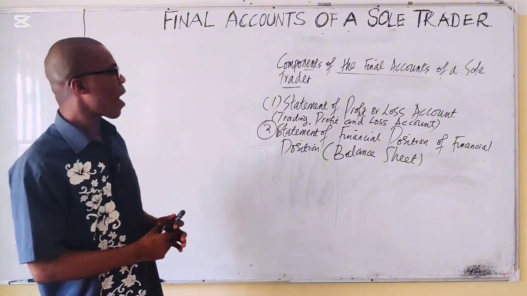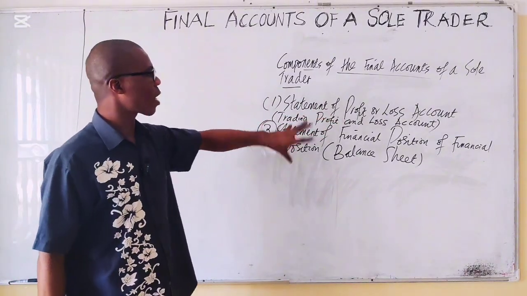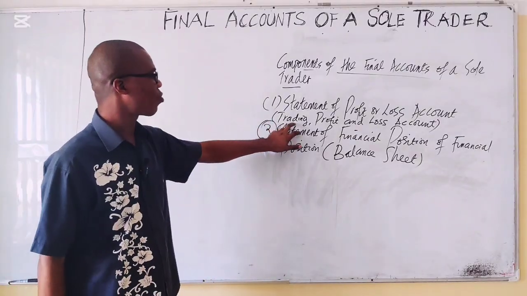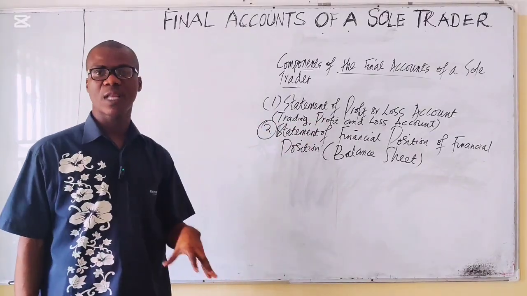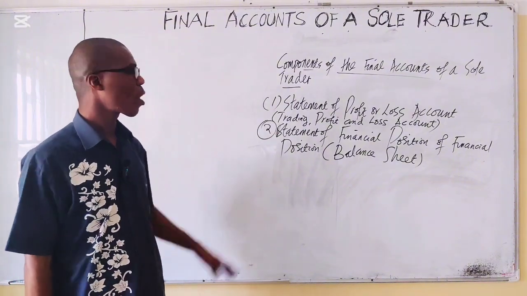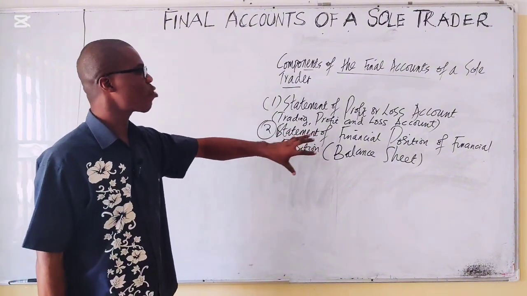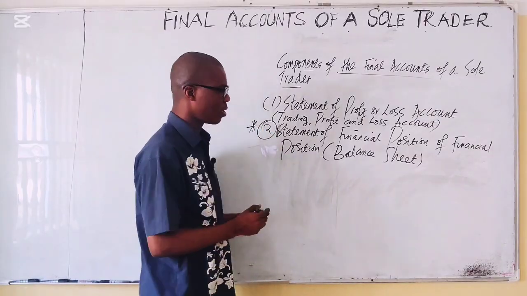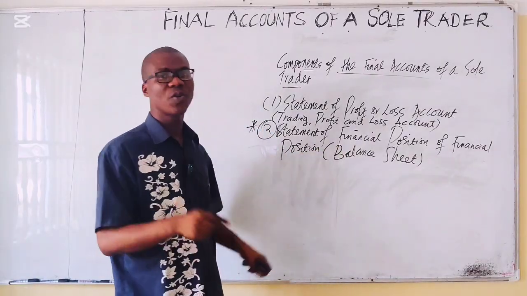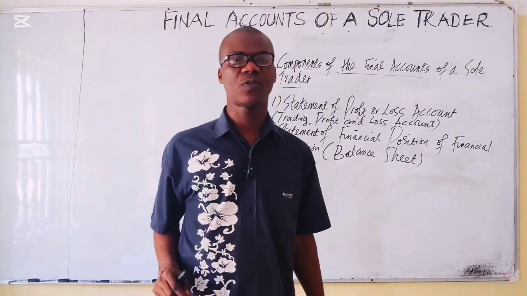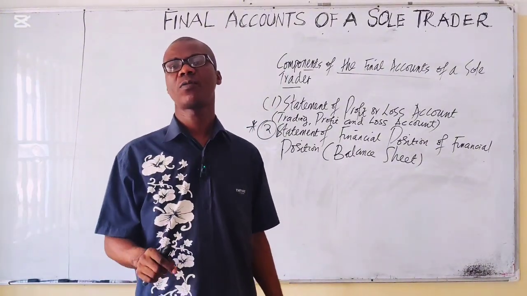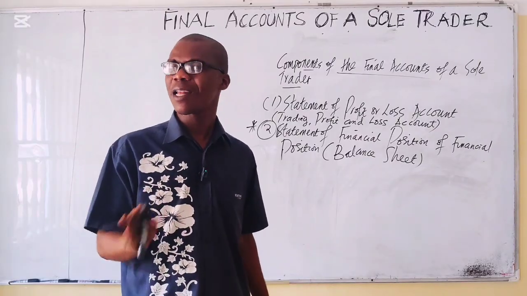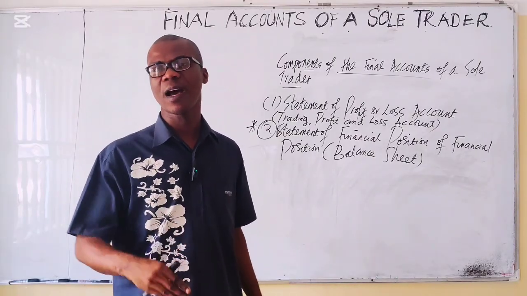So, when you are asked to prepare the statement of profit or loss account, what you are being asked to prepare is the same thing as what? The trading profit and loss account. Then when you're asked to prepare the statement of financial position, you are being asked to prepare the balance sheet. But let me sound a note of warning that the statement of financial position is not a final account. And I will tell you why. It is not a final account because it can be prepared at any time.